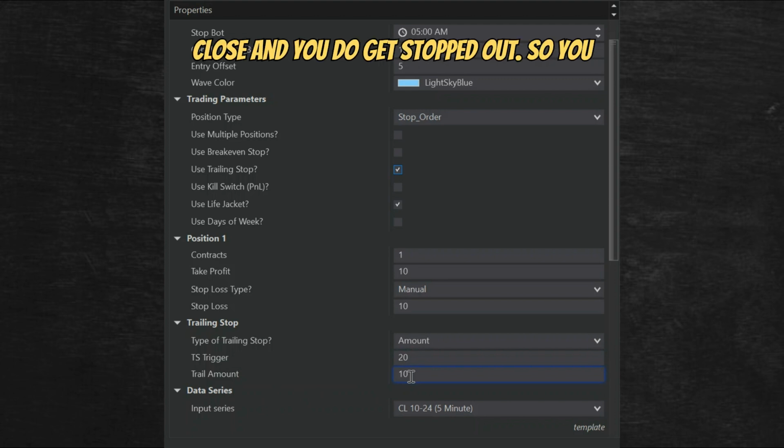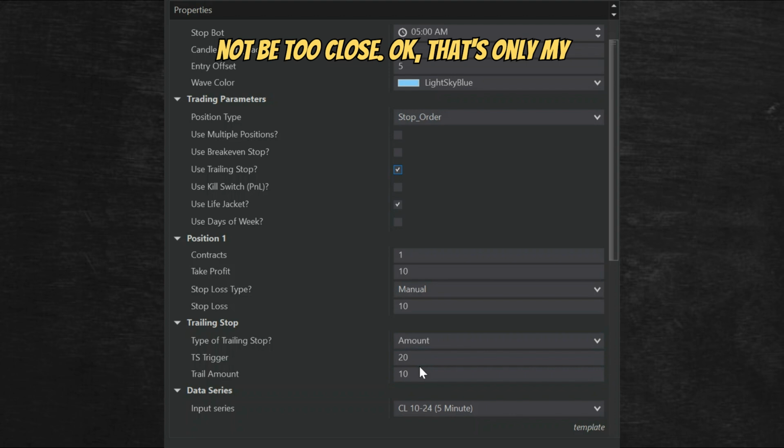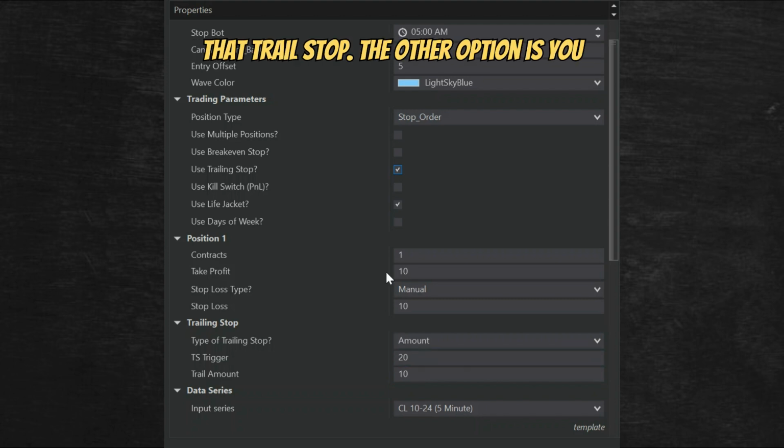Sometimes that's a bit close and you do get stopped out, so you want to make sure that you have a bit of breathing room with the trail stop. Do not be too close. That's only my advice there, because if you're too close, you're going to either get stopped out or have slippage involved and cop some errors. So make sure you're not too tight with that trail stop.